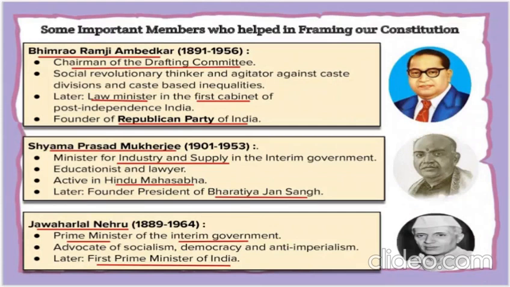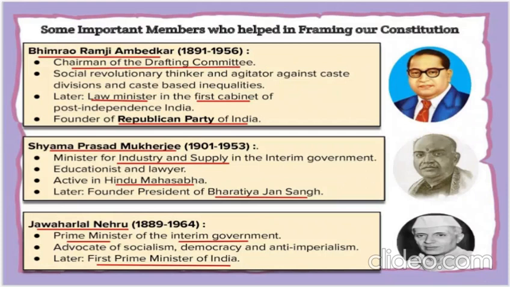Next, we have Bhimrao Ramji Ambedkar, Dr. B.R. Ambedkar. He was the chairman of the drafting committee, not of the Constituent Assembly. He was the chairman of just the drafting committee who made the draft. Then, a social revolutionary thinker, and an agitator against caste division and caste-based inequalities. You might have studied his case studies also, caste, untouchability and everything. He was also the law minister later on, and he founded the Republican Party of India.